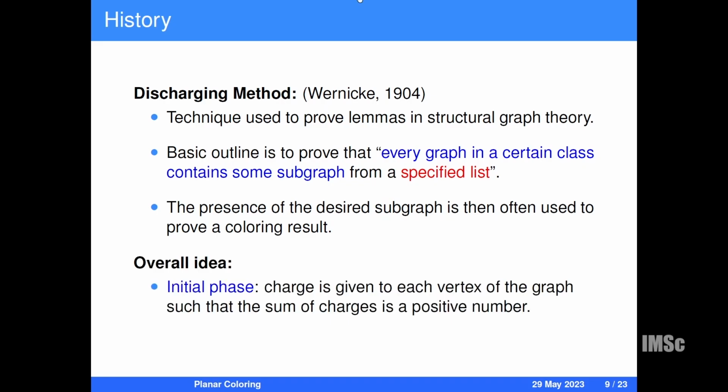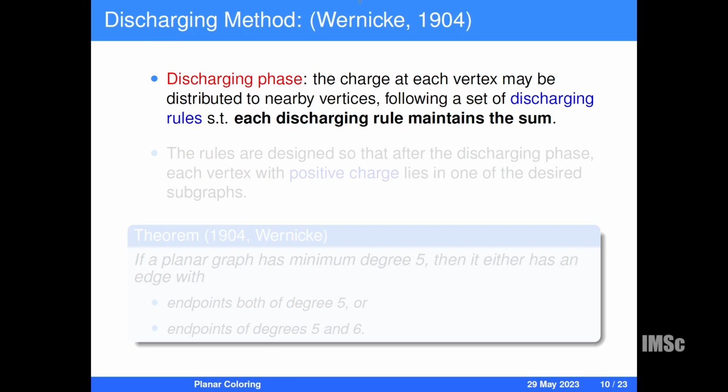This proof contains 2 steps. The initial step is giving charges to the vertices of the graph. You give charges to the vertices such that the charges could be positive or negative, but the sum of the charges over all the vertices of the graph is a positive number. So that's the starting phase. Now comes the interesting phase, which is called the discharging phase.